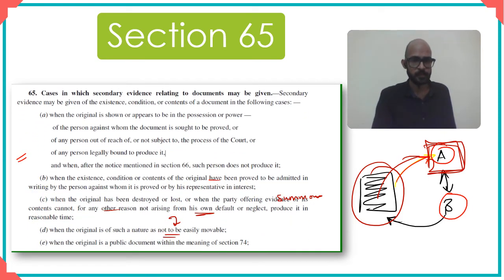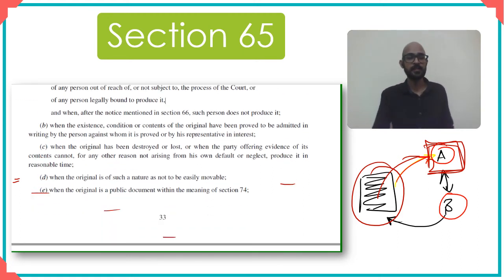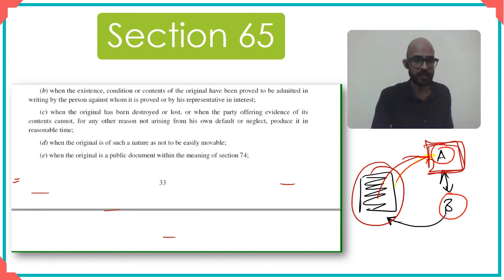It's fairly simple. Likewise, you can see in B that when the existence, condition or contents of the original have been proved to be admitted in writing, so the original has already been admitted in writing, then you can have that.